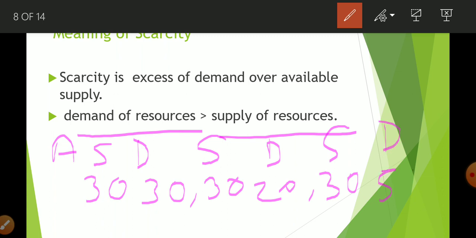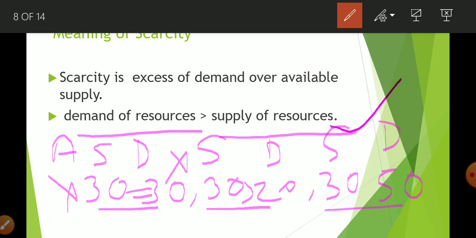suppose 50. So in which case will there be scarcity of resources? Not in the first case, because both demand and supply are equal. In the second, supply is greater, so obviously there will be no scarcity of resources. So in which condition do we find scarcity of resources? In the third condition, where demand is more compared to supply. The supply of the good is 30, and demand of the good is 50.